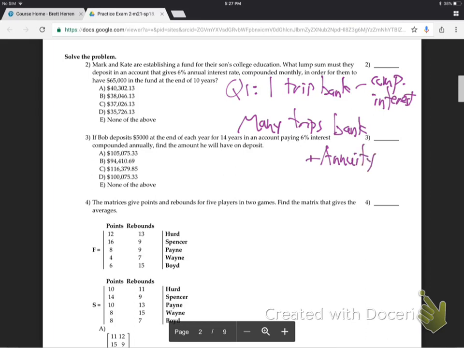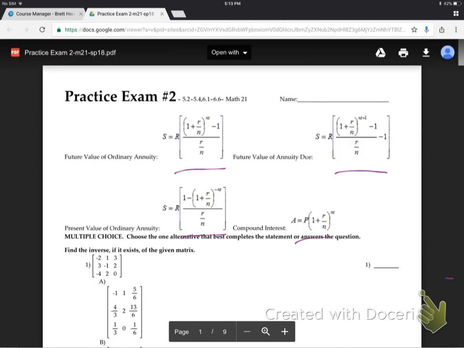So what is this one? Number 2 here. What lump sum must they deposit in order to have $65,000 at the end of 10 years? What lump sum? So that's one trip to the bank, right? So we go back and grab the compound interest formula, this one.